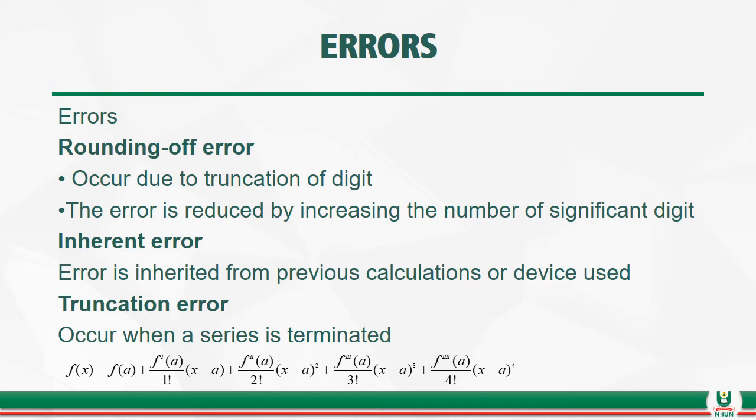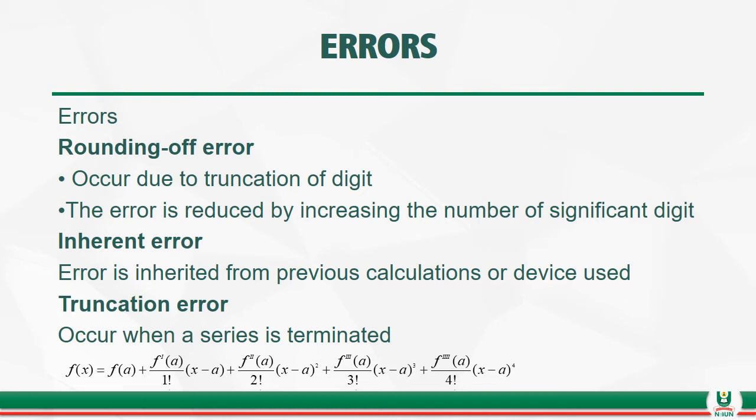For example, if I am to multiply 1 over 3 by 2, and I took my 1 over 3 to be 0.33, it means I have truncated the remaining 3's. If I multiply it by 2, I have 0.66. It means I have carried over the errors I have from the first calculation into the second calculation. Therefore, I have some inherent error in my calculations.